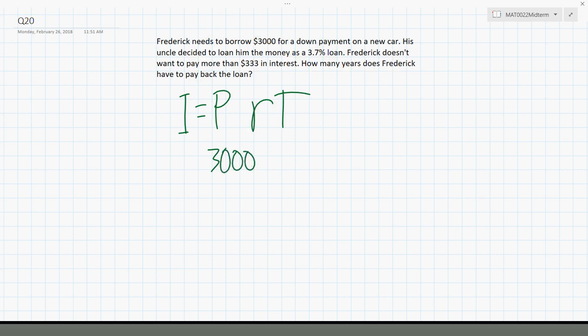$3,000, so the down payment. His uncle decided to loan him the money at 3.7%. Ouch. All right, so that's going to be my rate. And how are we going to write that since it's a percent? 0.037. I like that.